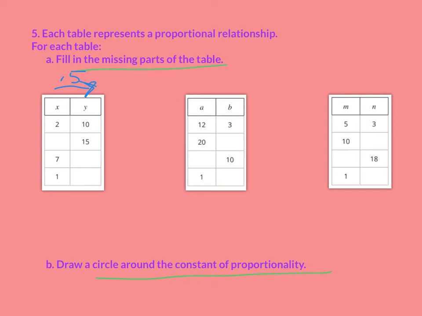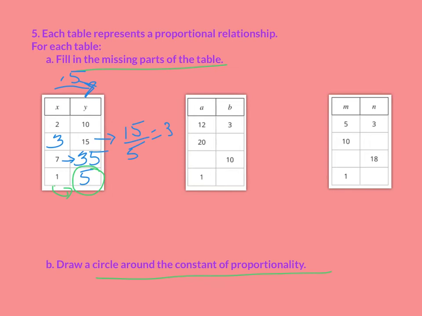So 5 times 7, this first one here, is 35. 1 times 5 is 5. For this one, I know I'd be dividing because I'm going in the opposite direction. So 15 divided by 5 is 3, and that's what would go right here. When I've got my 1 on my left, I've got my constant of proportionality on the right. So I just circled the constant of proportionality for the first.